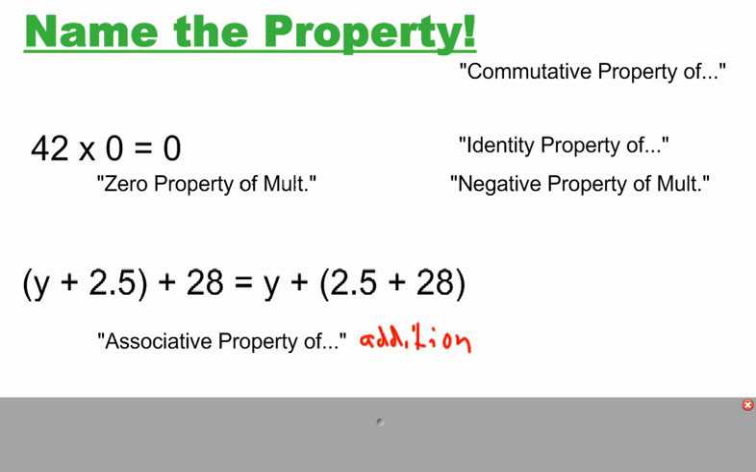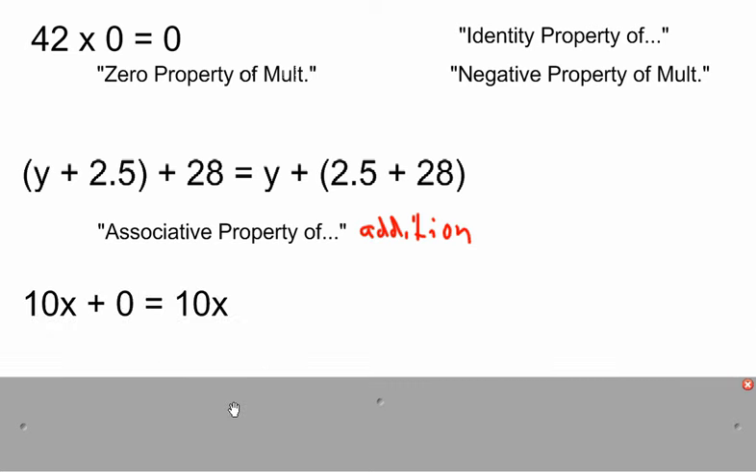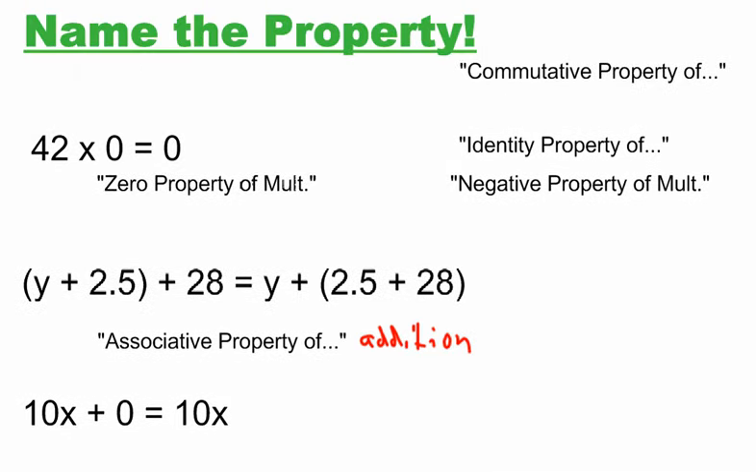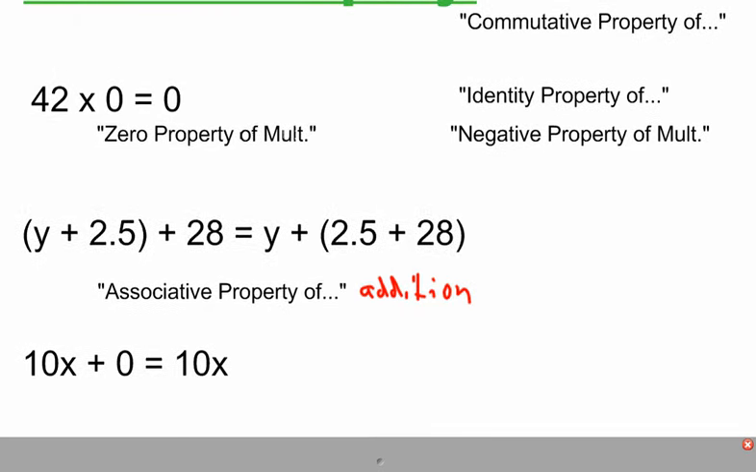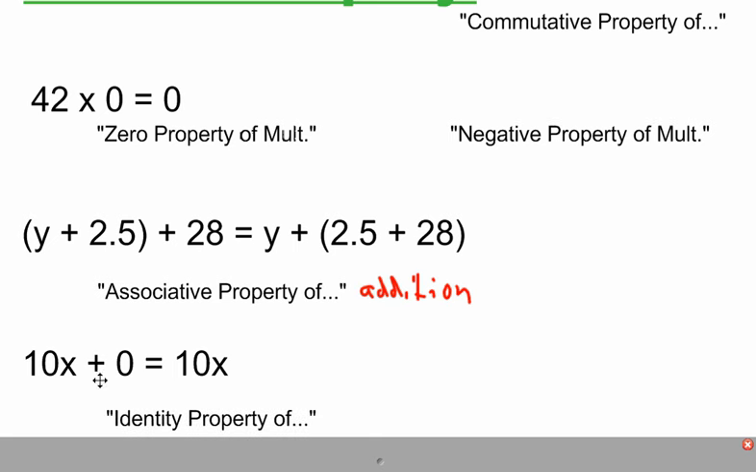Let's see, I have another one on here. Wouldn't be a game show without at least 3 problems. Right here, 10x plus 0 is equal to 10x. Okay, so we added 0 to the 10x and it didn't change it. It did not change its identity, right? So it's the identity property of addition because we added 0. So this one's addition as well.